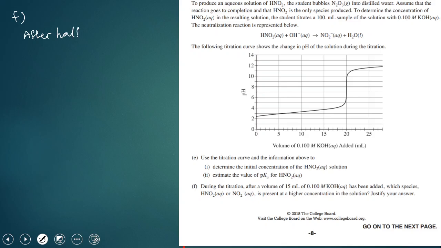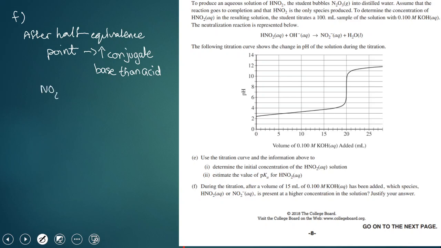After the half equivalence point, there is a greater amount of conjugate base than the conjugate acid. What that means is that the concentration of NO2 minus has to be greater than the concentration of HNO2. It's important to recognize that the half equivalence point marks equal concentrations of conjugate base and acid, so after this half equivalence point, you're going to have more conjugate base. So the answer is NO2 minus.